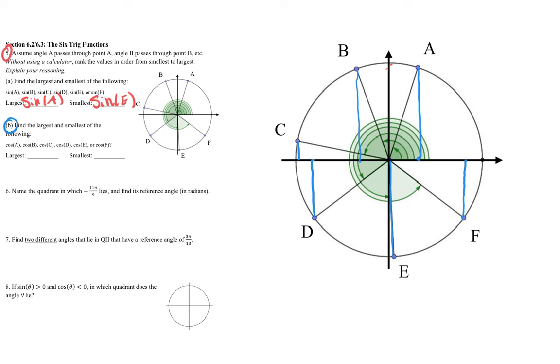So our furthest value to the right is going to be F, which is going to be our largest value of cosine because that's our x value. So cosine of F is our largest, and then our smallest is going to be C because it's furthest left on our x-axis. So the smallest would be cosine of C.